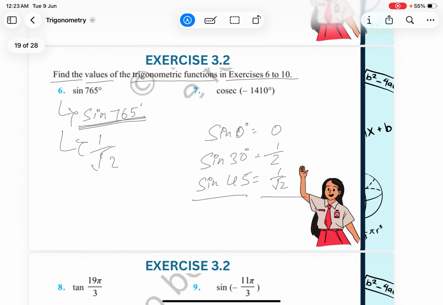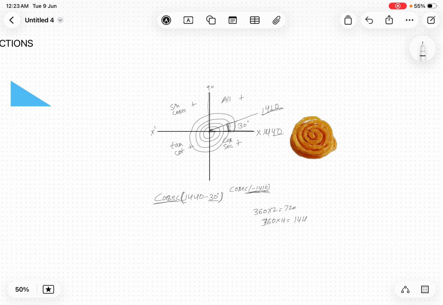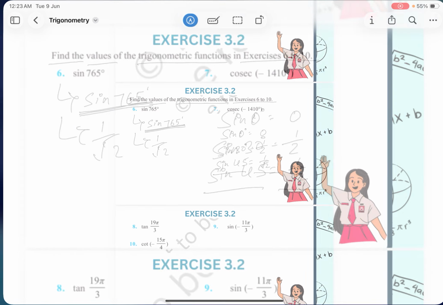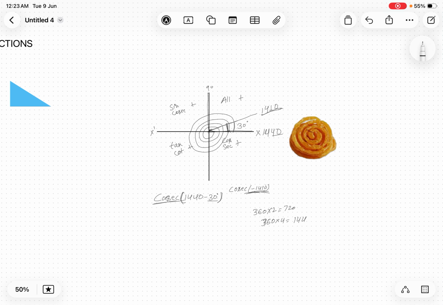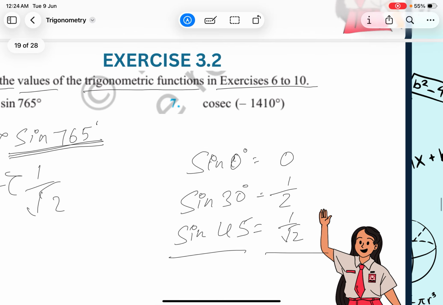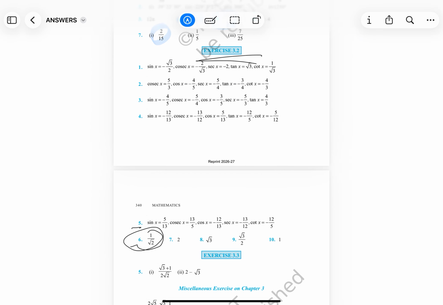So you see here, cosec is 1 by sine, right? Cosec 30 will be the value of 1 by sine 30. Sine 30 is 1 by 2. So 1 by sine 30 degrees equals 1 by 1 by 2, which is equal to 2. So the answer is 2 here. I hope you understand this, and I will also show the answer here. You see this is 2, right?